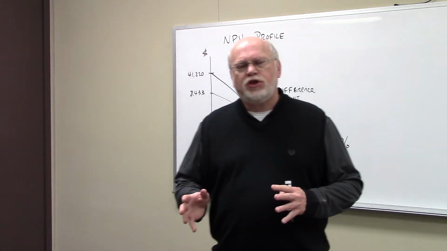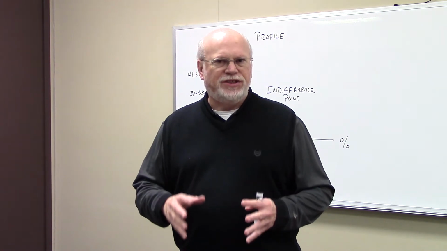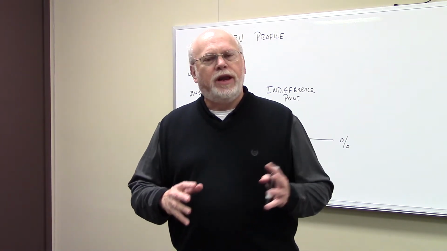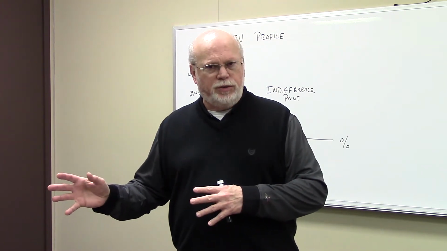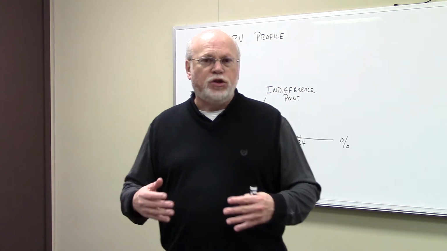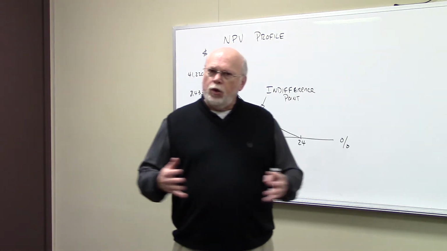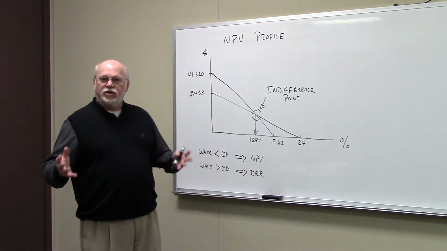Now, in this lecture on capital budgeting, what we're really talking about is what's known as conflicting signals. That occurs when net present value tells you to take one project, and rate of return tells you to pick another project. And these would be mutually exclusive projects. You can only choose one. Which technique do you use to decide which project to take?